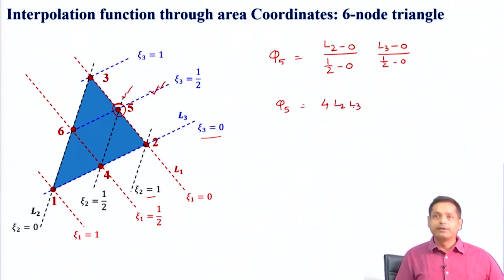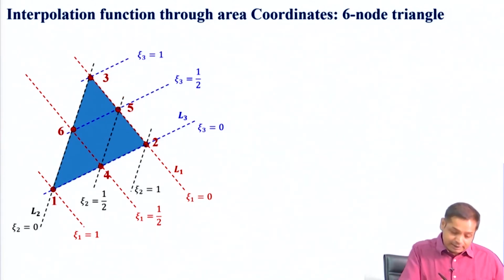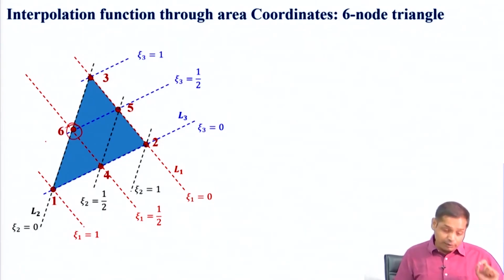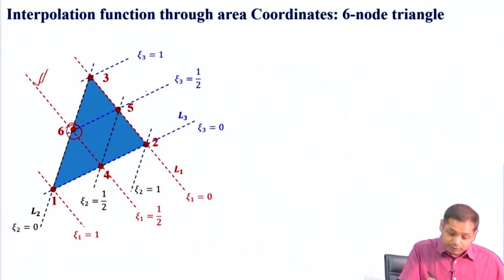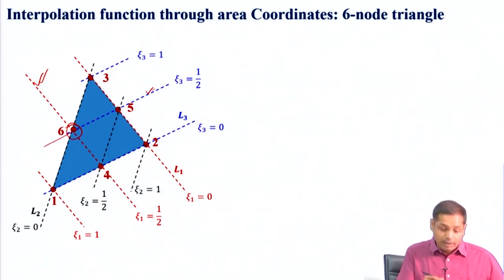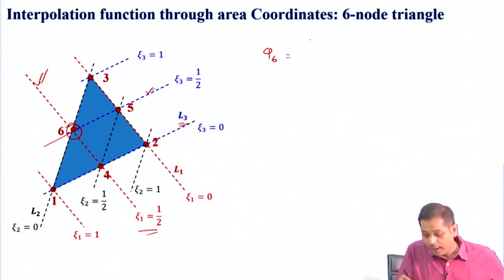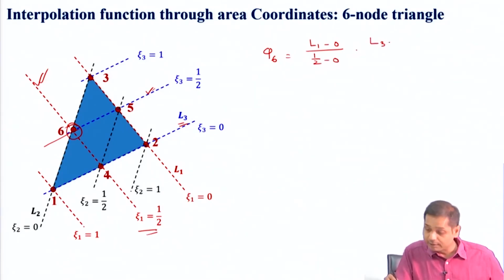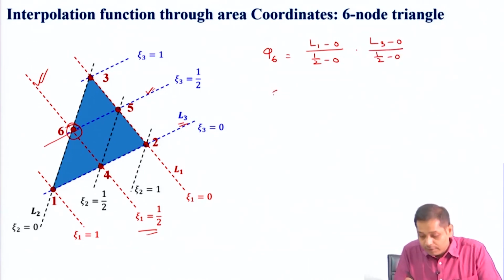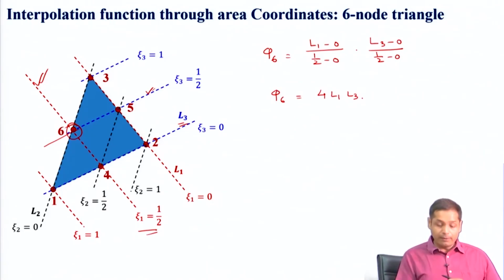Okay, and finally phi 6. For this node 6, we have to take the contribution from the red one and the contribution from the blue one, right? The red one is L1 and the blue one is L3. So phi 6 will be L1 minus 0 over half minus 0, and then L3 minus 0 over half minus 0, right? And eventually phi 6 becomes 4 L1 L3, okay.